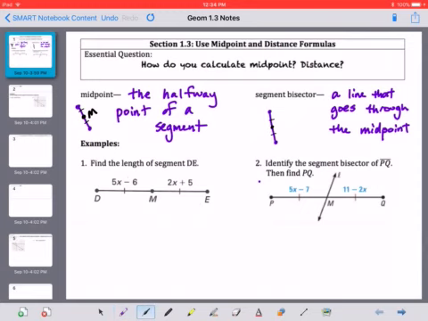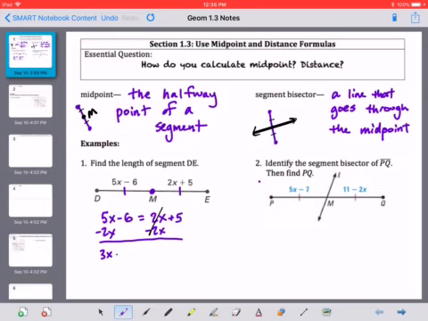So let's subtract 2x from both sides to get all of our x's on one side. We end up with 3x minus 6 equals 5. And I'm going to add 6 to both sides. So these cancel. I end up with 3x equals 11. And if I divide by 3, these cancel, and I end up with x equals 11 thirds, or about 3.67 if you divide 11 by 3.